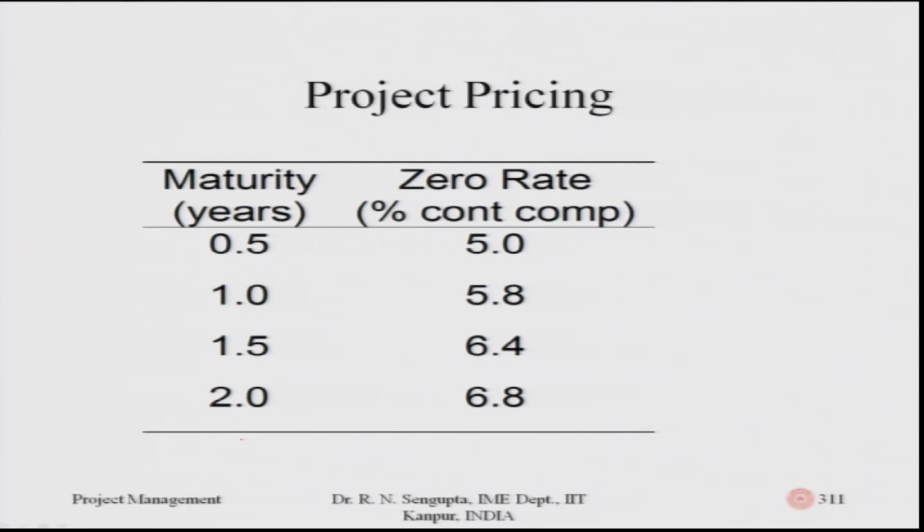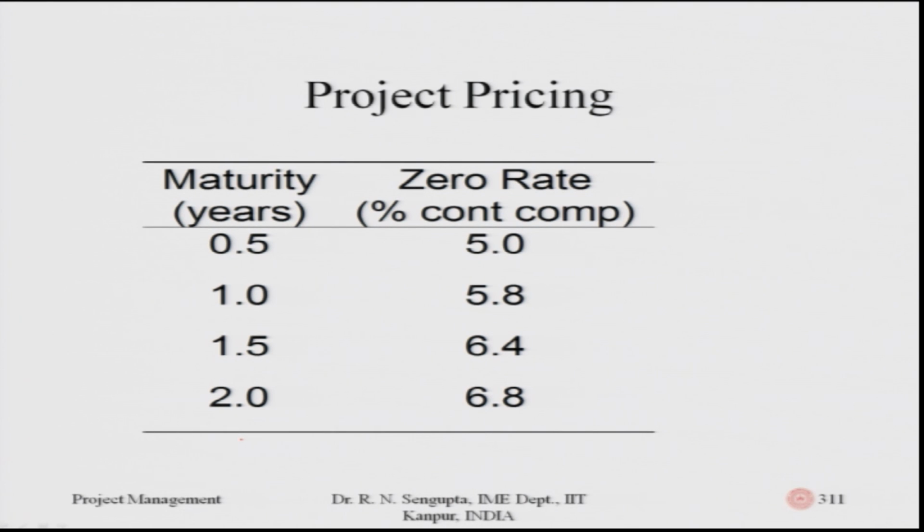So, consider the project pricing, that means I want to find out the price of the project, and the zero interest rates with continuous compounding are given. Continuous compounding concepts, I assume all the students are aware of, based on which I am proceeding. So, maturities are given in years.